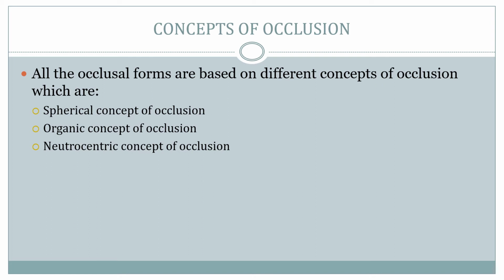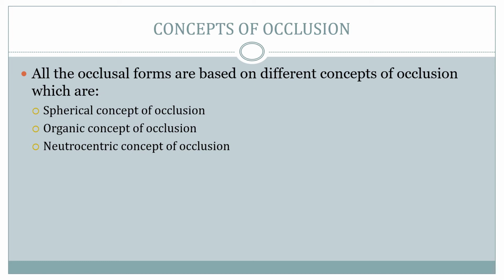In the spherical theory of occlusion, this was mainly given by Monson, and this is based on the positioning of the teeth with anteroposterior and mediolateral inclines in harmony with a spherical surface, sometimes referred to as the Monson curve. In my lecture notes, I will also upload certain pictures related to this, so you can have a look at that.